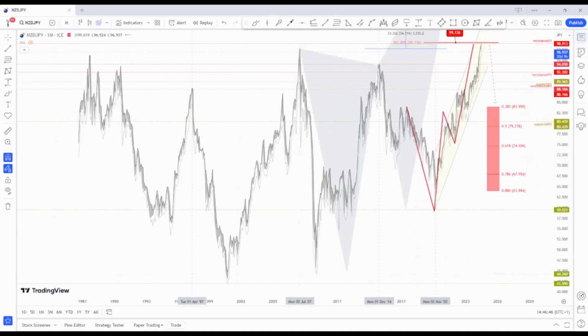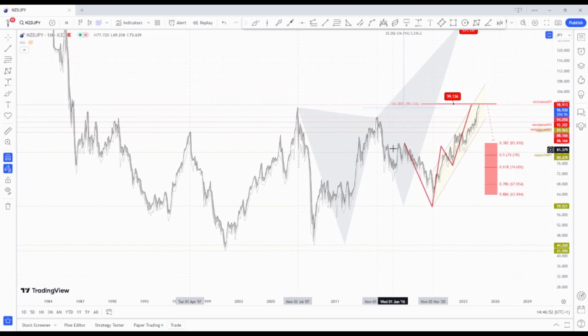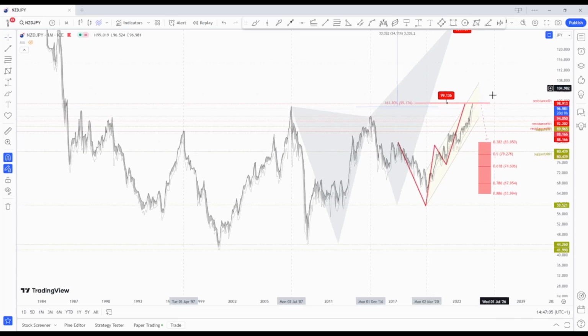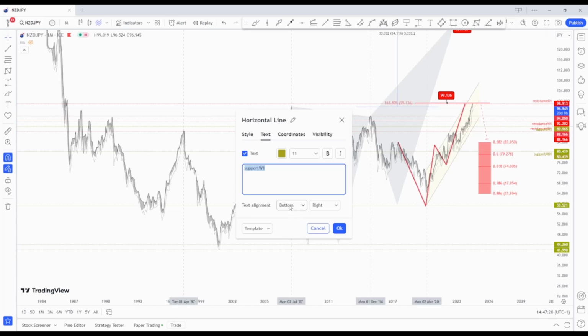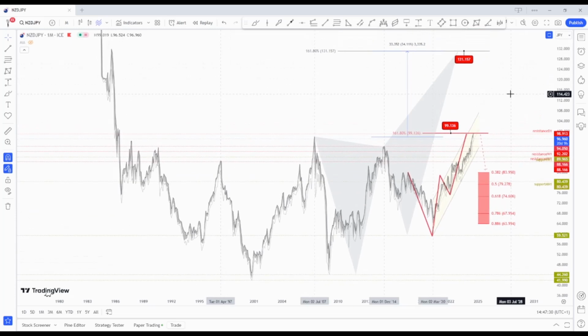The next one, the New Zealand versus the Japanese yen, also approaching, actually nailing the golden Fibonacci extension level. This red swing, as we can see, forms the bearish deep crab pattern at 99.13. So this is basically a bearish crab pattern, also suggesting a potential retracement or a pullback for the pair, basically targeting the 38% Fibonacci retracement at 83.95, which will also suggest the recovery of this major support level at 89.96.